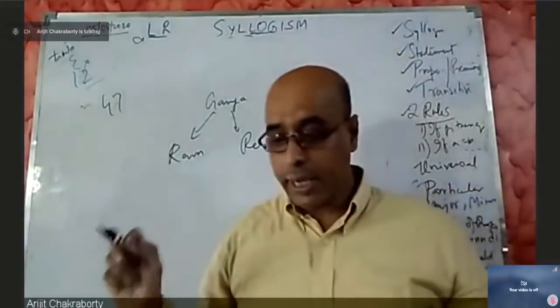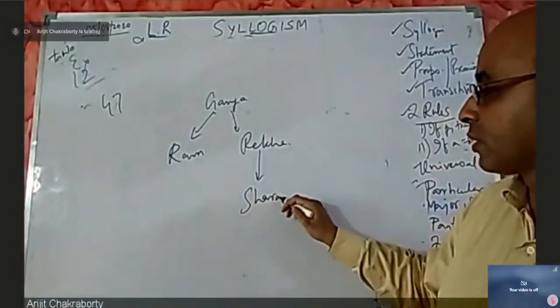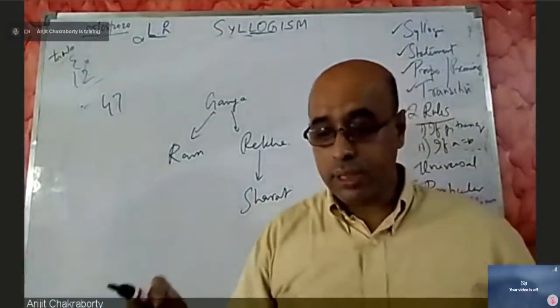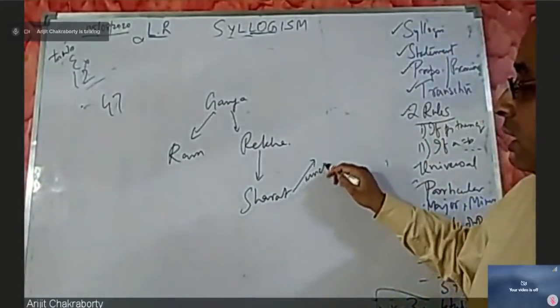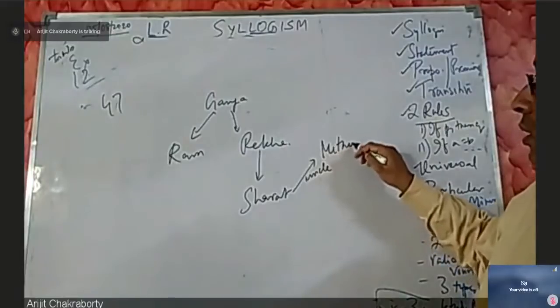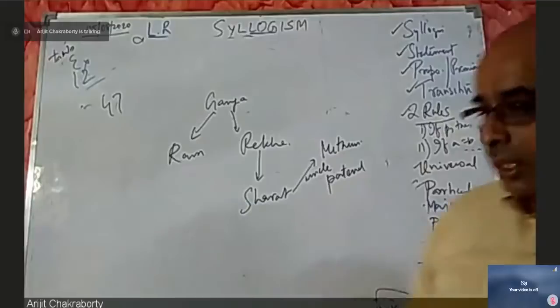Rekha is the mother of Sharat. Who is loved most by his uncle Mithun? So Sharat is loved by his uncle Mithun. Okay, Mithun is the paternal uncle. I am writing paternal uncle.